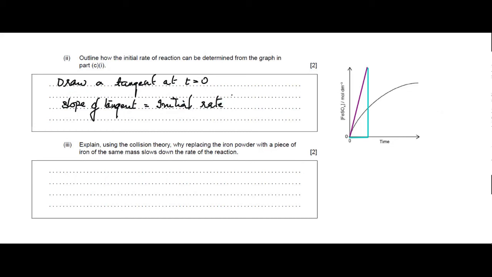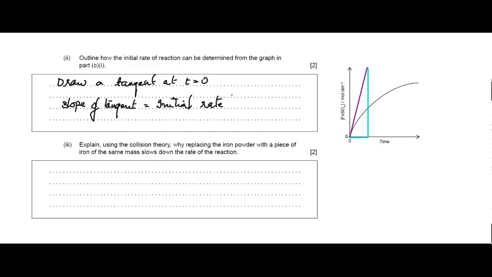So now let's see how the marking scheme goes. So this is the marking scheme. Coming back to the next question, explain using collision theory why replacing iron powder with a piece of iron of same mass slows down the rate of the reaction.